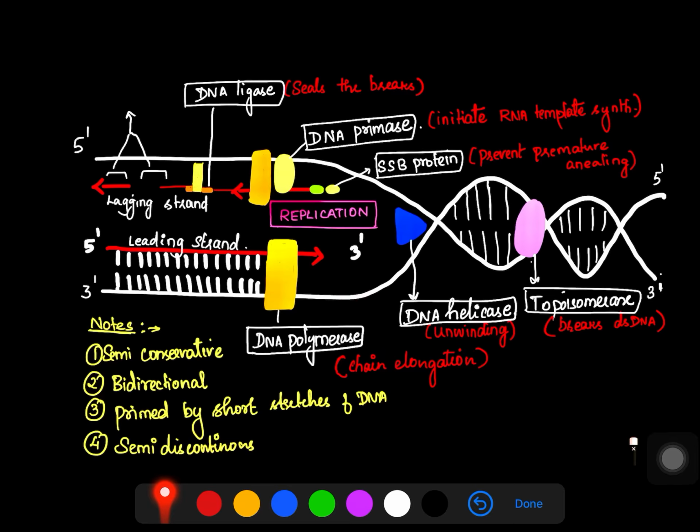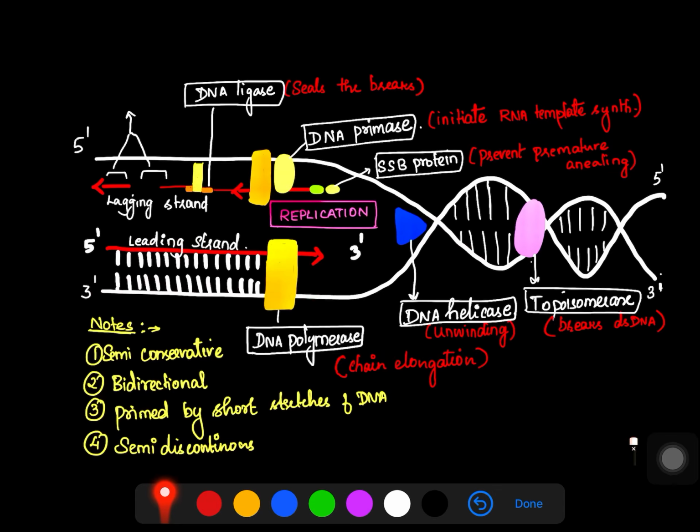DNA replication in eukaryotes is always a semi-conservative process. What is a semi-conservative process? The genetic material has to be equally shared. Hence, for both daughter cells, there should be one old strand and one new strand. This is called a semi-conservative process.